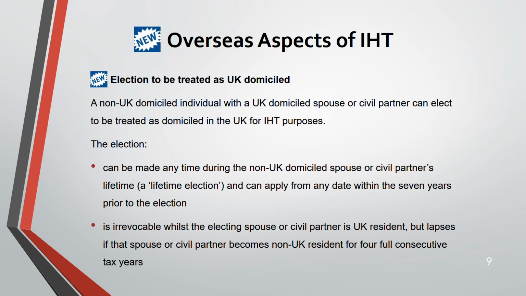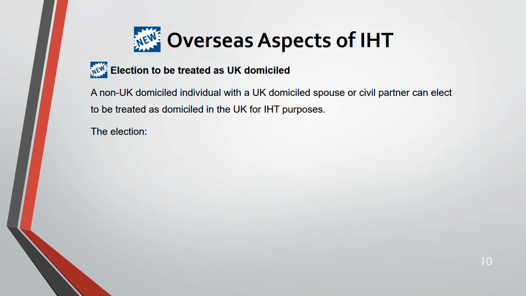It's irrevocable while the electing spouse is a UK resident. You can't change it while you are a UK resident. But it could lapse if that spouse becomes non-UK resident for 4 full consecutive tax years. That means 21, 22, 23, 24. If you have been non-UK resident for 4 full consecutive tax years, then this election lapses. Then you have to re-elect again if you want to be treated as UK domicile. But while you are a UK resident, once you make the election, it's irrevocable. You can't change it.